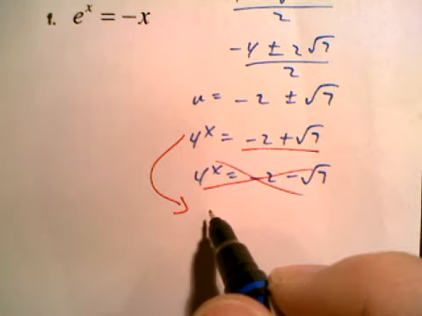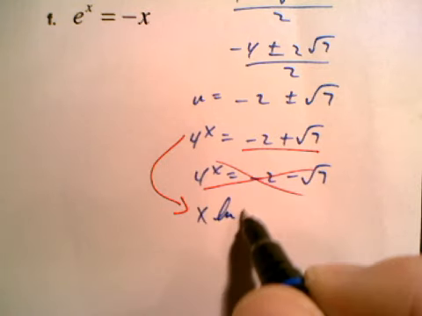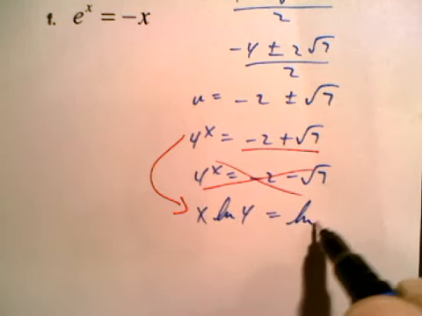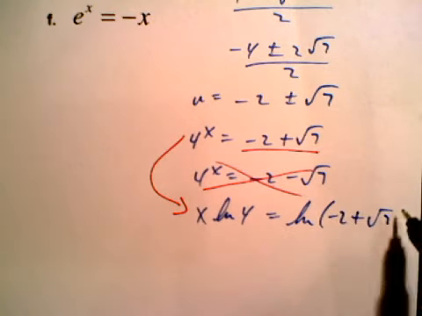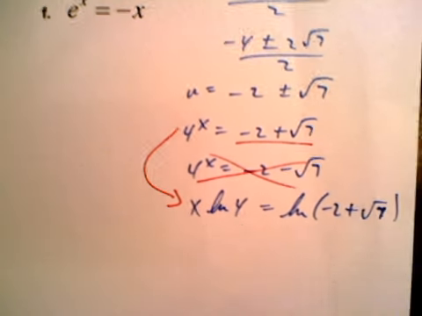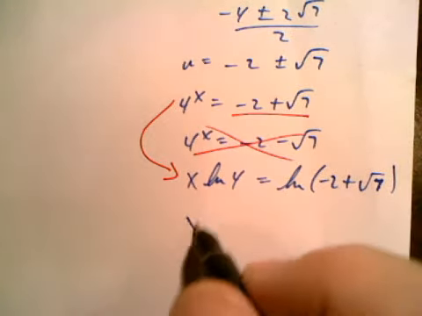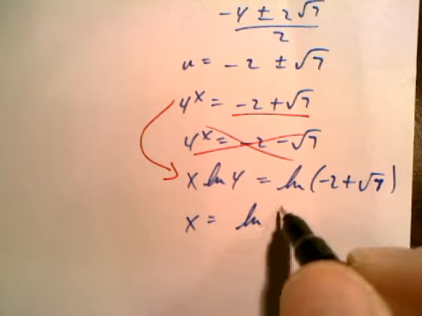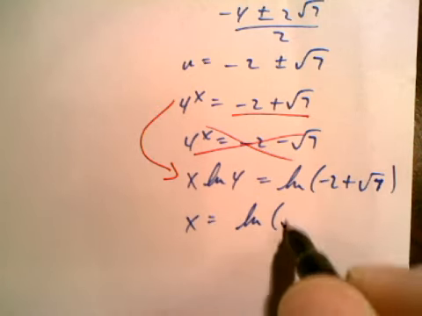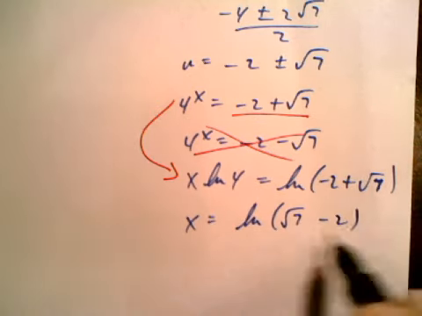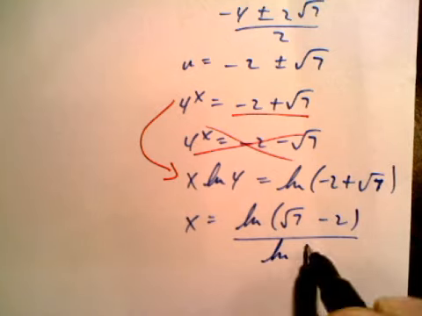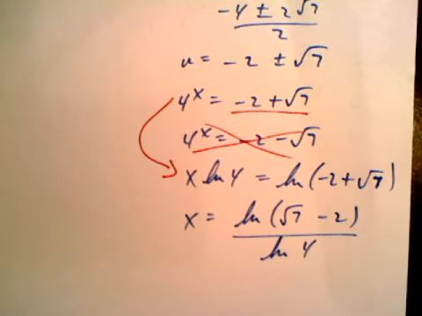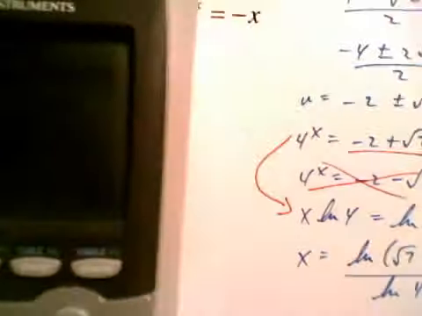And if we take the ln of both sides, we get x ln 4 equals ln of negative 2 plus radical 7. So don't be scared. Don't be afraid of that. It's okay. x equals ln of, I don't like that negative 2 plus, I like radical 7 minus 2 over ln 4. And this would be a fun one to see what it looks like on the calculator.